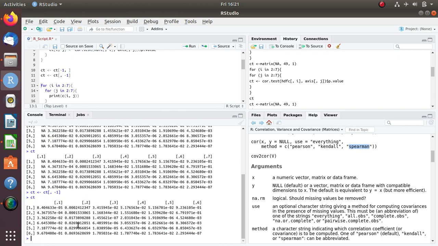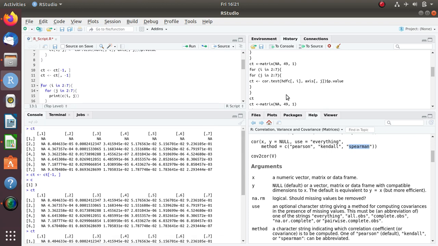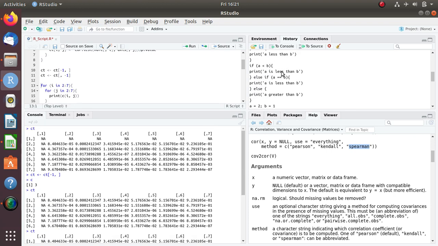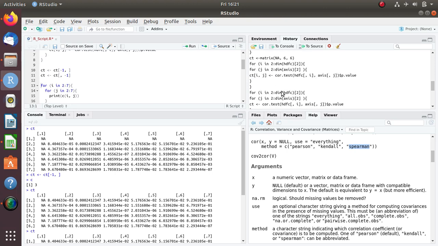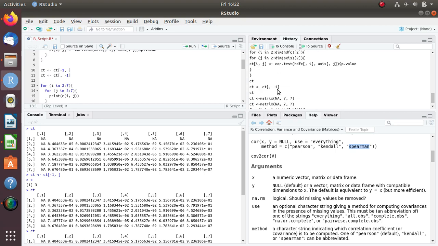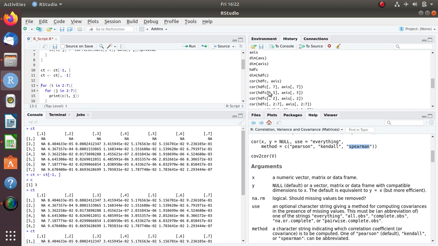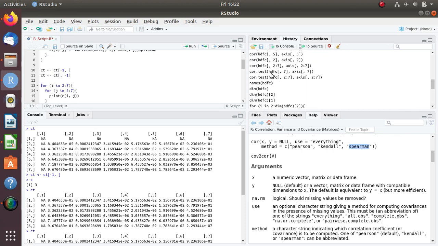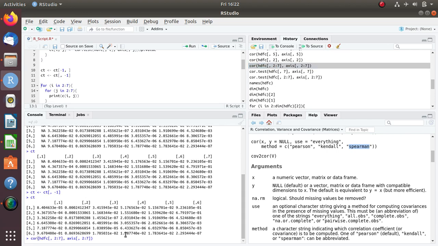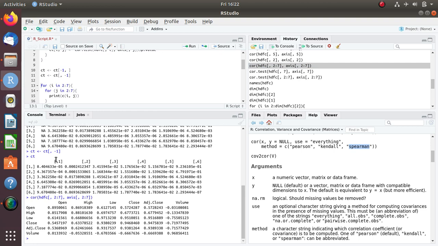Now let us go for the correlation matrix. I think I have it in history. Where do I have that correlation matrix? Yes, here, correlation 2 to 7. This is the command. Let me press this. We got 2 to 7. This is the correlation matrix, and these are the p values for each of these correlation coefficients.